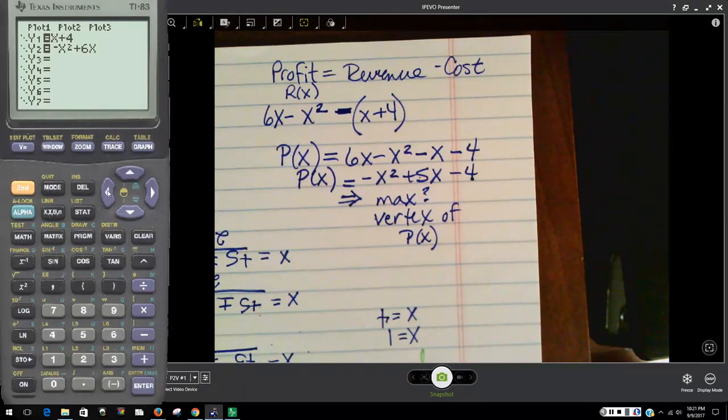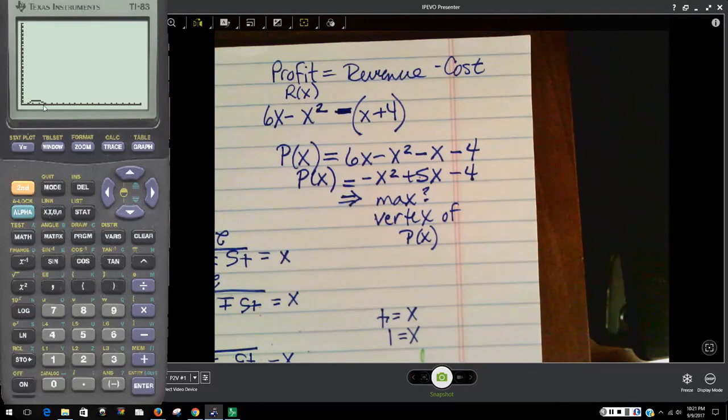Now I'm going to show you a little trick. This is not something that you have to do, but this may be something that you want to remember. Move your cursor on your y equals screen to sit on top of the equal signs and press enter, and those are turned off now. Notice I don't see their graph anymore. We're going to leave them there in case we need them again. And now we're going to put in the profit equation. Now the profit equation is negative x squared plus 5x minus 4, and we're going to graph it.